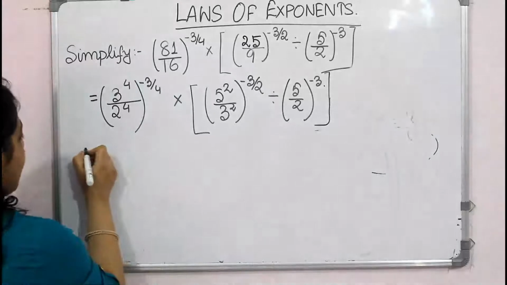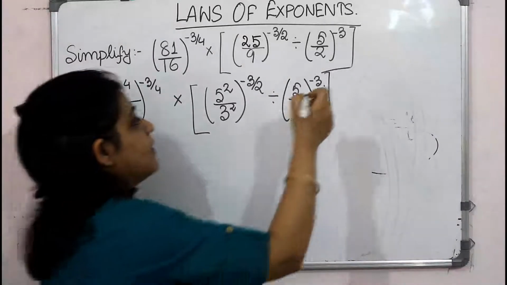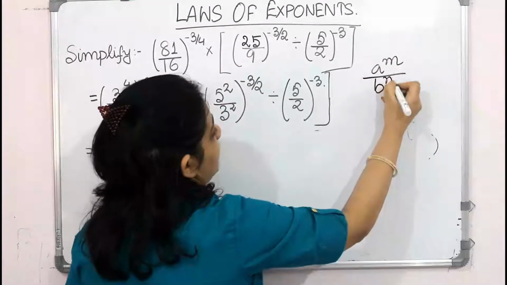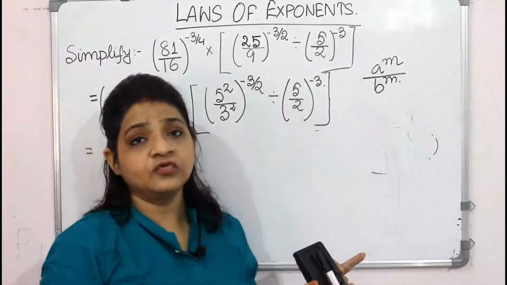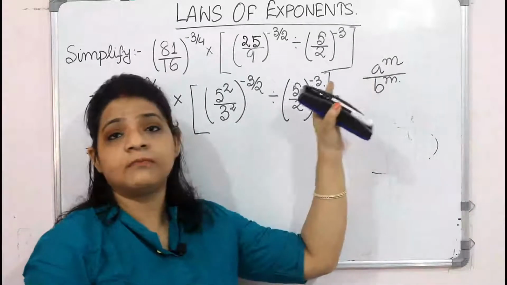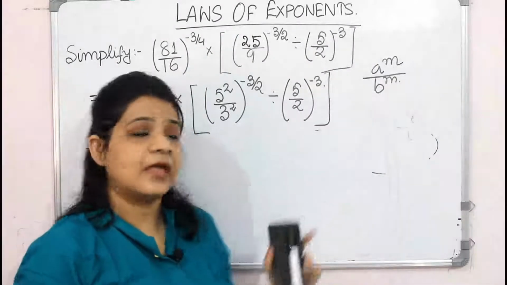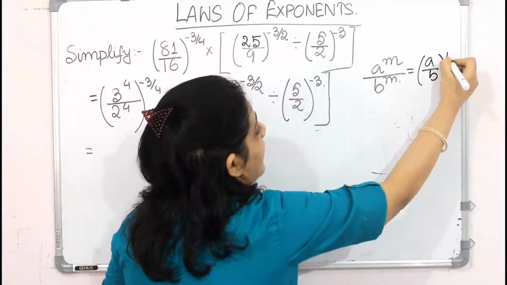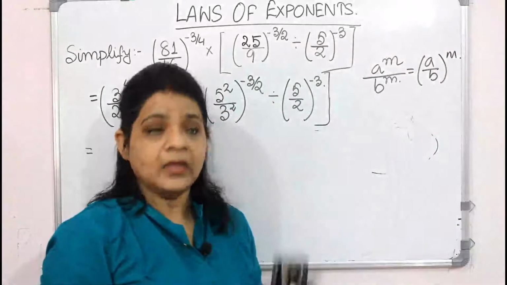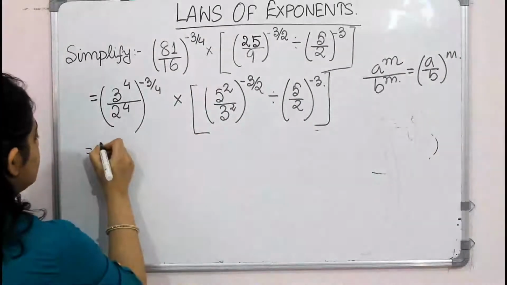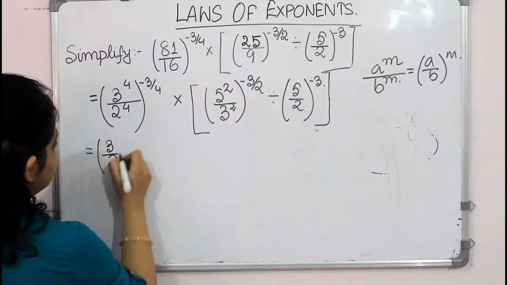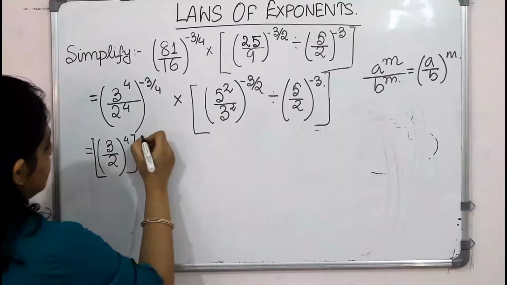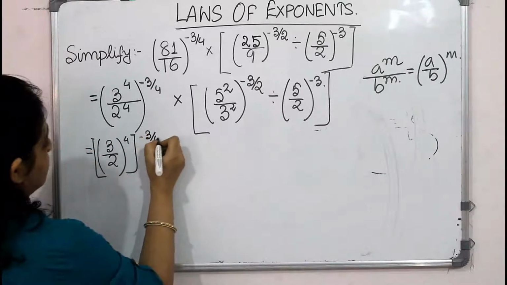Now the next step is, suppose a to the power of m by b to the power of m, any expression is given to you where you have two different bases but the power is same. So what you do, you take the power as common, that is a by b to the power of m. So same thing you are going to do over here. 3 by 2 to the power of 4, give a bracket into minus 3 by 4.